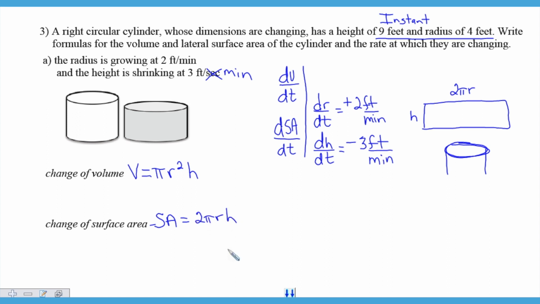All right, so now if we want to know the change in volume, we would have to find the derivative of this. And the derivative of this is going to be a product. So I'm going to write dV/dt, and I'm going to put the pi there, and then I have to do the product rule for this. So first, derivative of the second with respect to time, plus second times the derivative of the first.